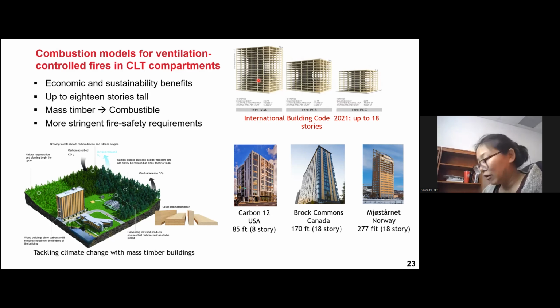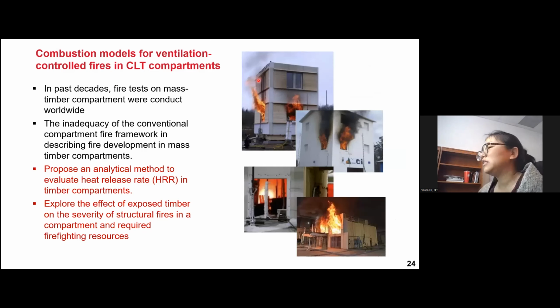That's why nowadays a lot of tall mass timber buildings have been proposed or constructed all over the world. The problem is that mass timber itself is a combustible material, which means the construction material itself is combustible, right? So we have to have much higher requirements on its fire safety. In the past decades, a lot of fire tests have been done on mass timber compartments. Those buildings are constructed from mass timber, which is different from light frame construction, and the structural components have large dimensions.